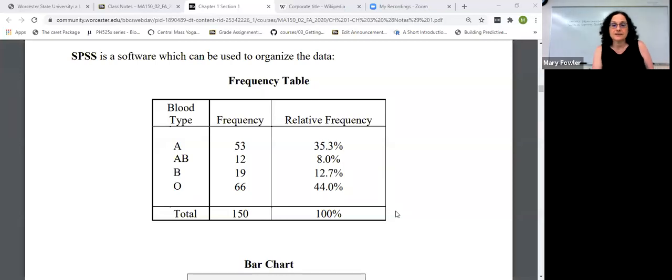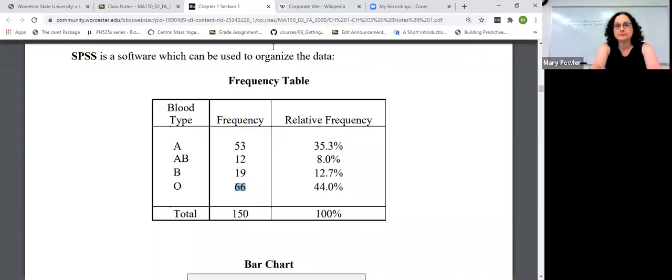So how did I come up with those numbers? Well, down here we see a total of 150. So a total of 150 patients with blood types are represented in our data set. 66 of those patients had the blood type O. And so to calculate the percentage of the patients with blood type O, we took 66 and divided it by 150. That gave us 0.44 and then multiplied by 100%.